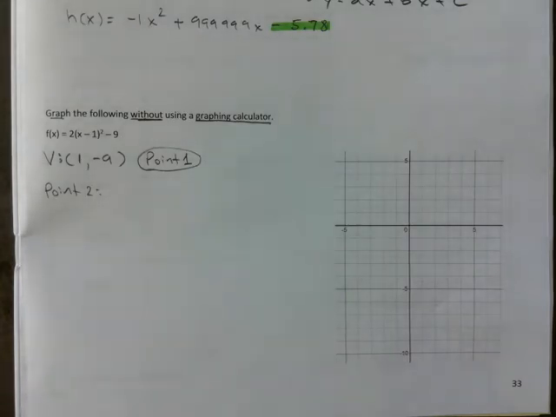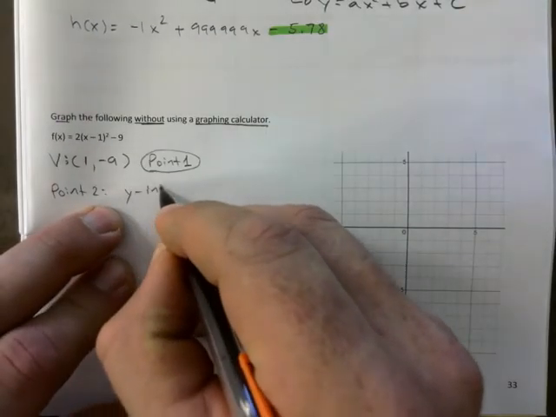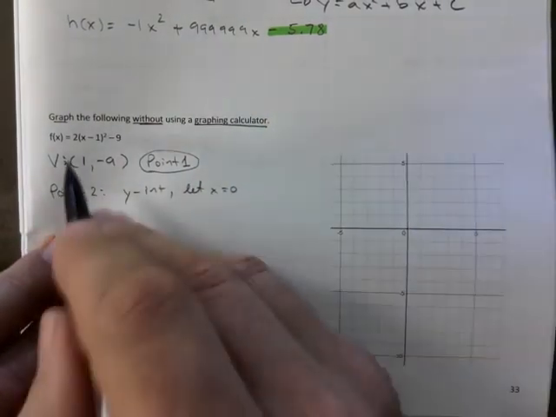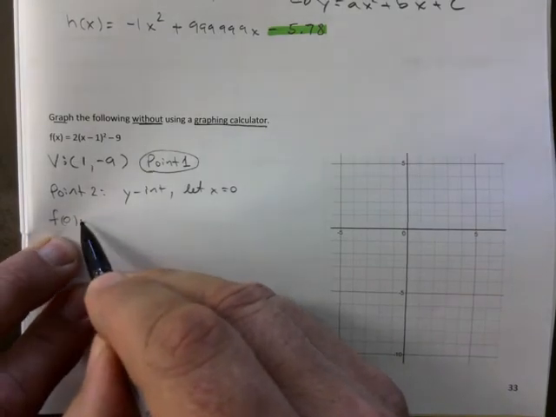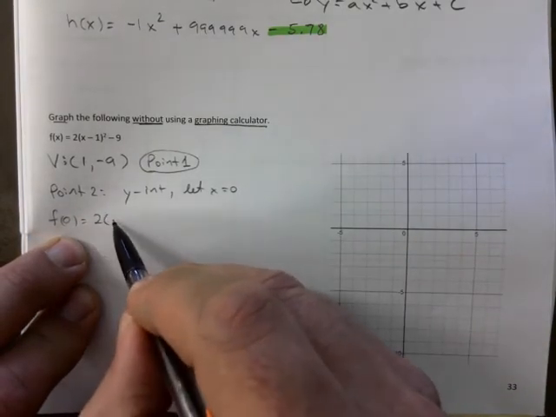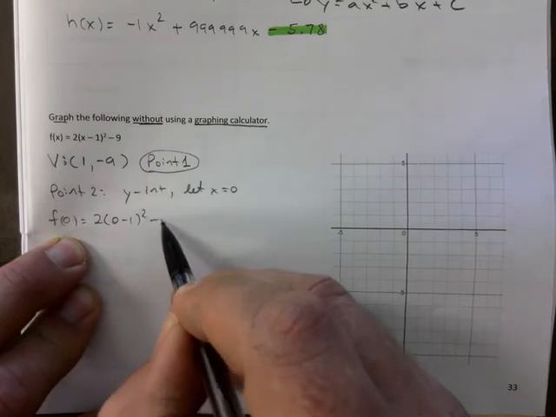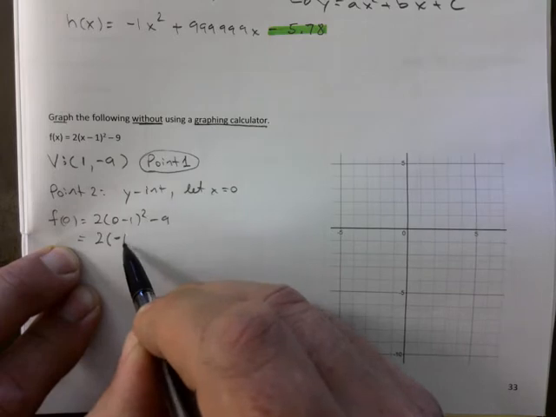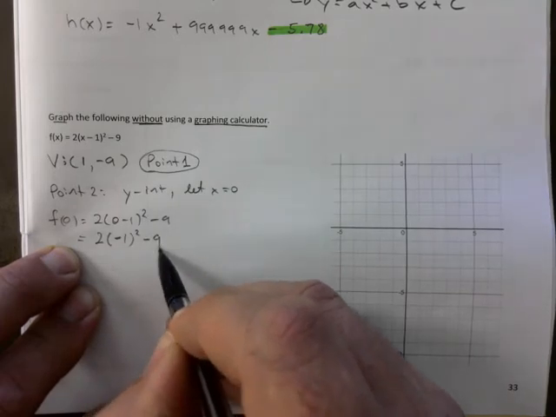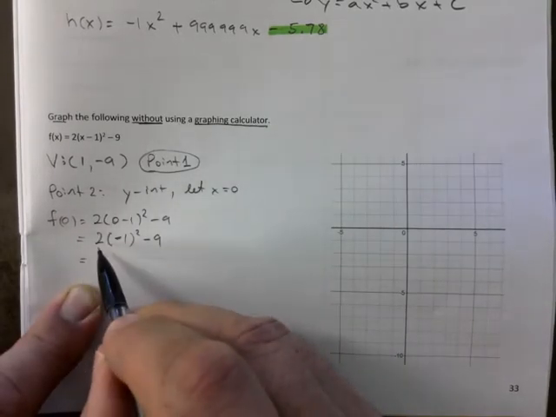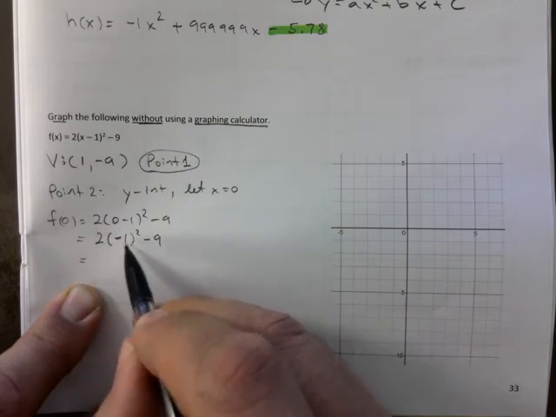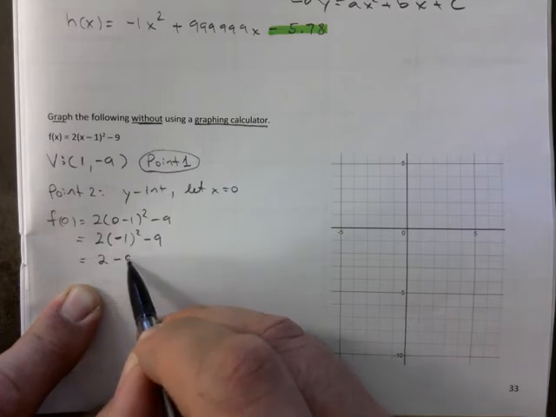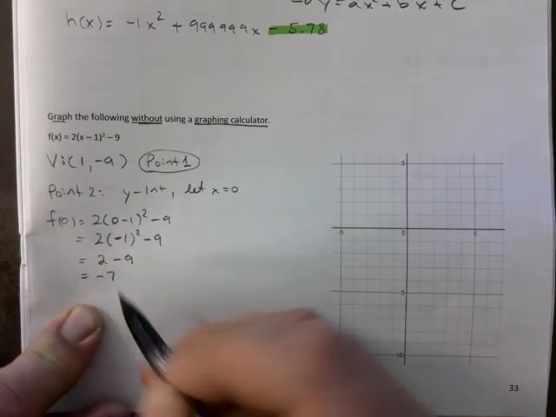Y-intercept. Let x equal 0. So you basically just take that one. F of 0 is 2 times 0 minus 1 squared minus 9. That's 2 times, what's 0 minus 1? -1, right? Minus 9. That's 2 times 1, right? -1 squared is just 1, so that really just turns out to be 2 minus 9, which is -7.